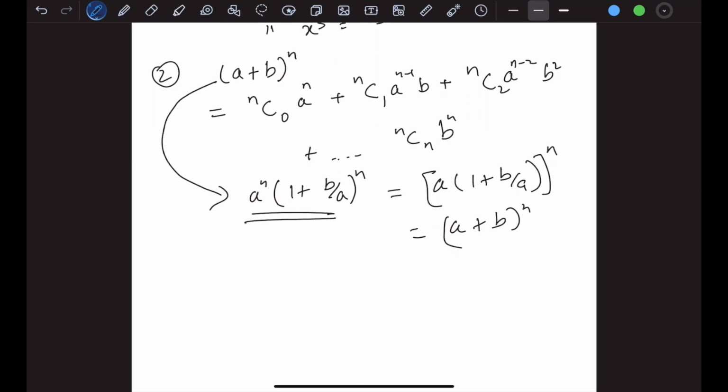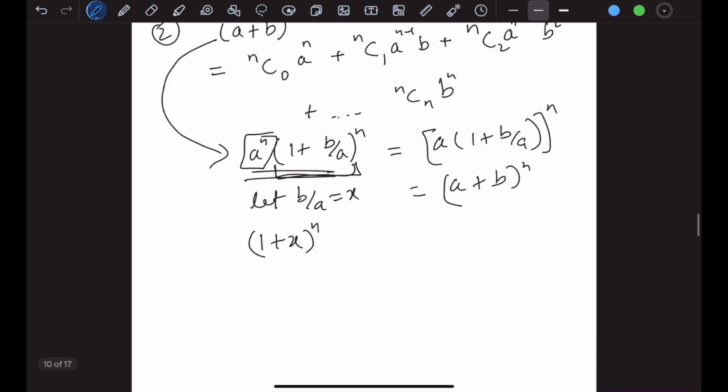Expanding this is a little straightforward. We can let b by a equal to x. So now the one in the bracket can be written as (1 plus x) to the power n. We can leave a to the power n aside. Whatever is the term, we can in the end multiply by a to the power n to get our original binomial expression.